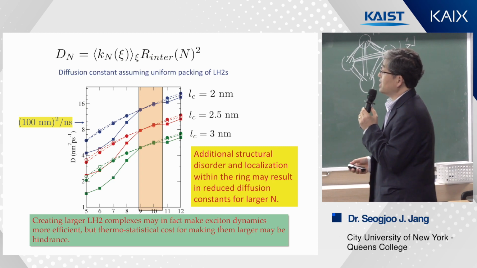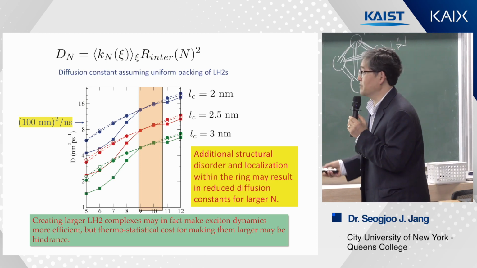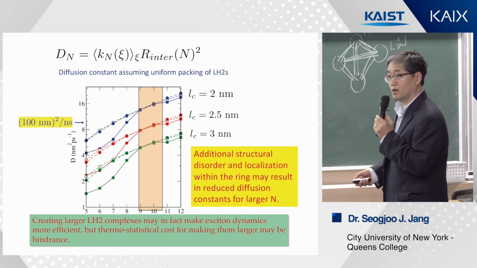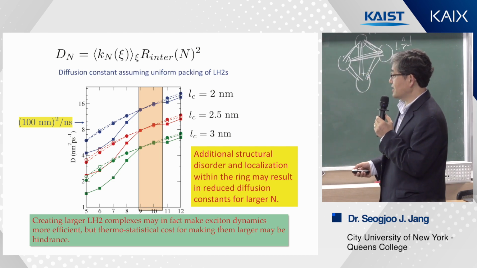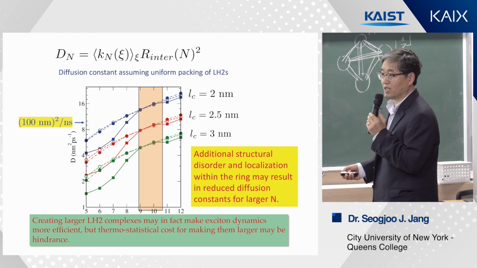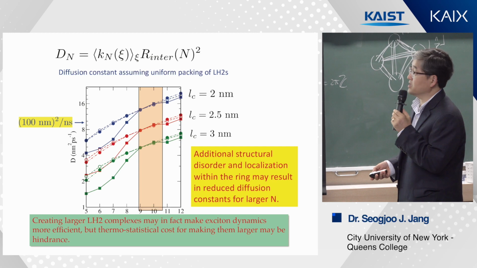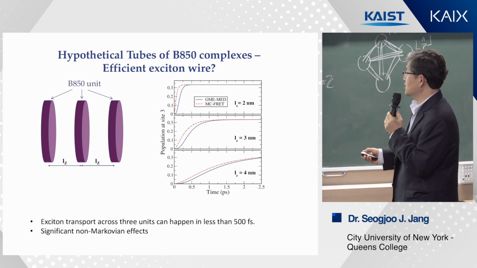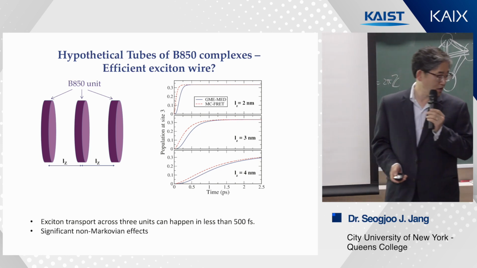But when we actually estimated the diffusion constant based on that, the story was not really that simple. What we find is that creating larger LH2 complexes may in fact make exciton dynamics more efficient, but maybe creating larger complexes is thermodynamically more costly. So that is why it's not widely observed in actual natural systems. Or maybe there is additional structural disorder and localization within the ring that may result in a reduction of the diffusion constant for larger sizes.